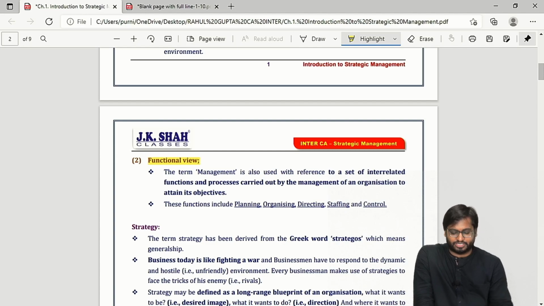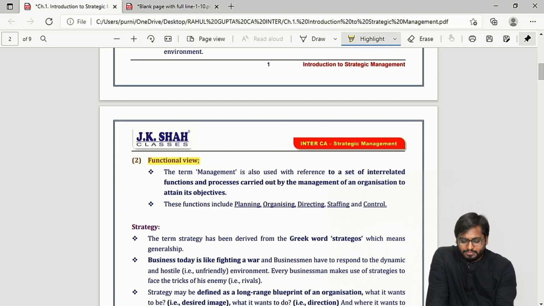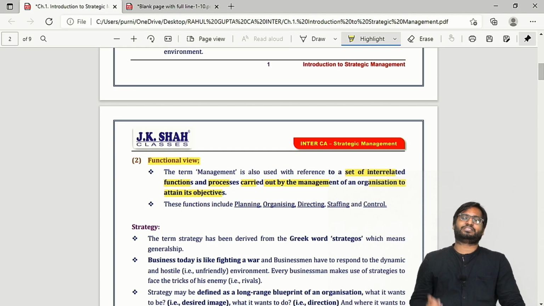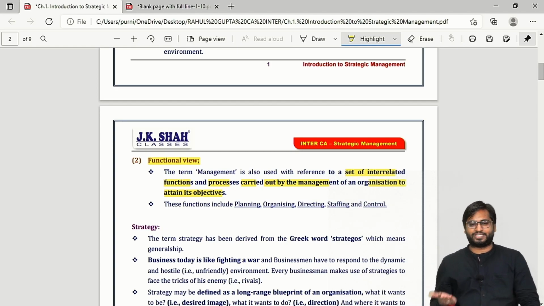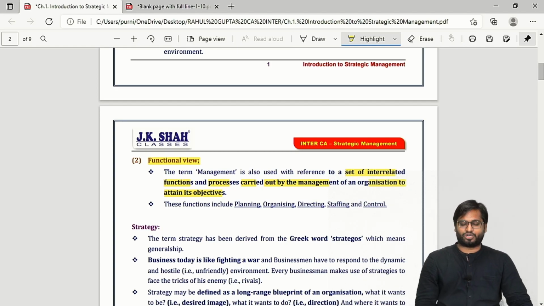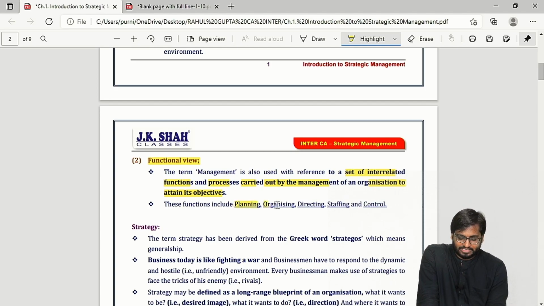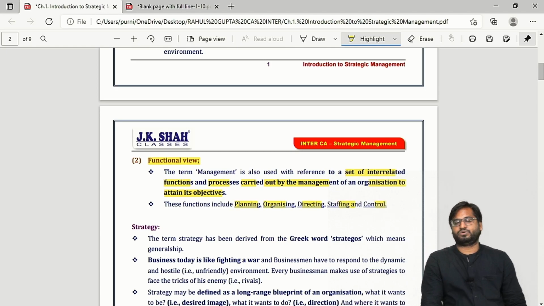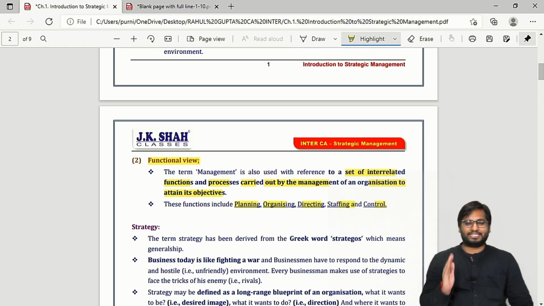Second point, functional view. The term management is used with a set of interrelated functions and processes carried out by the management of an organization to attain its objective. So it is a set of interrelated processes or functions which is performed by the managers. Why? To achieve organizational objectives. And these are the 5 functions. Okay. So this was management.